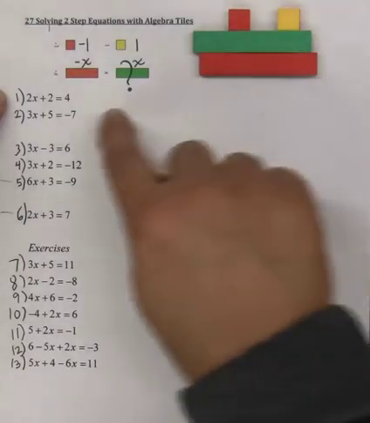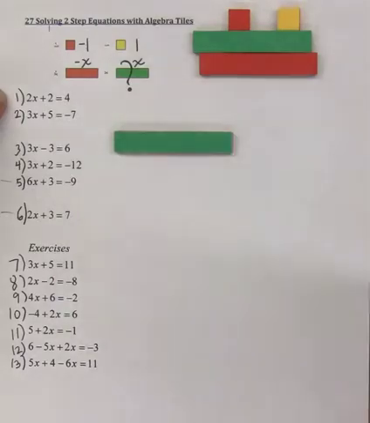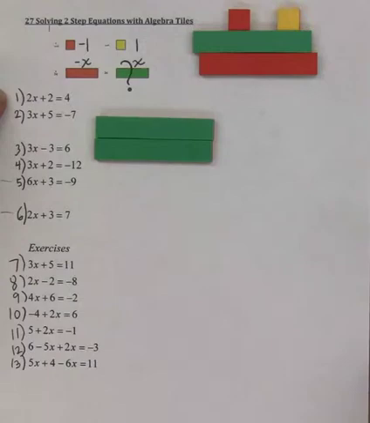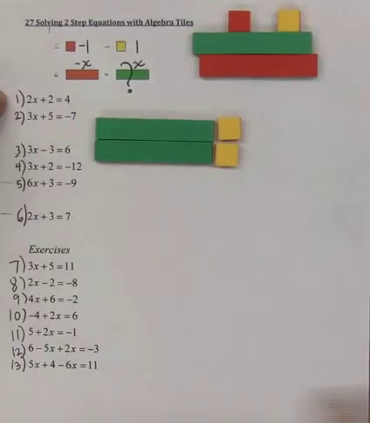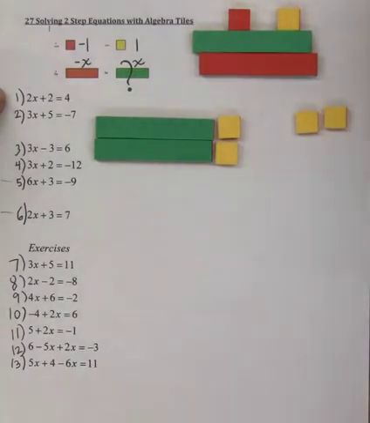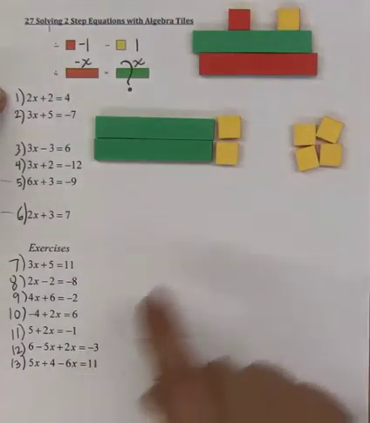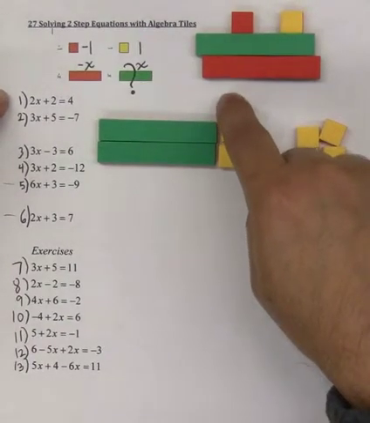So I'm going to represent that expression with this. So 2x, this is 2x. And then it says plus 2. And they tell us that that equals 4. So that equals 4. So since I'm interested in knowing the value of one of these, the first thing that I'm going to do is I'm going to take away 2 from here.